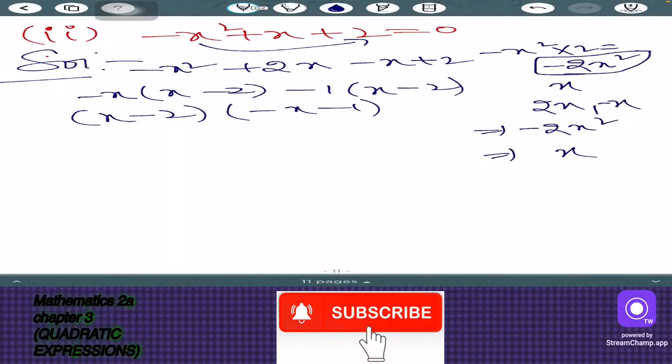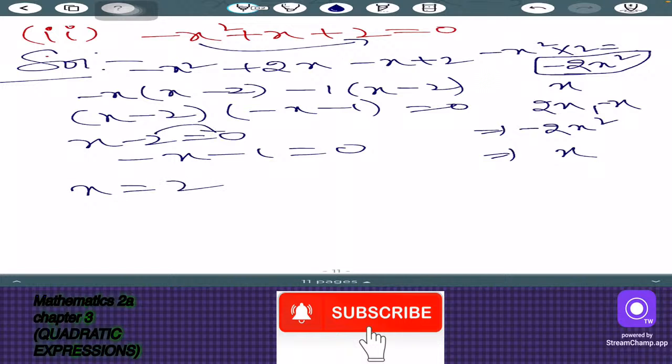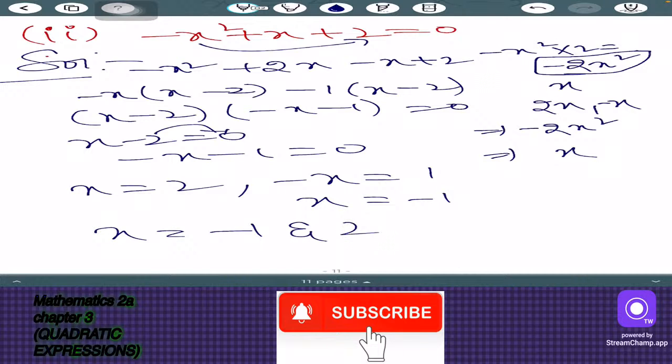So equate every term to 0. X minus 2 is equal to 0, and x minus 1 is equal to 0. So what you'll get over here, x is equal to 2 if you send over here, and minus x is equal to 1, and if you send this minus sign on the side, you will get x is equal to minus 1. So the roots are minus 1 and 2, which are real and distinct.